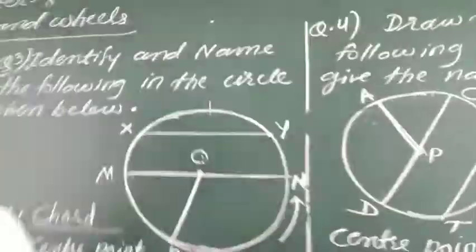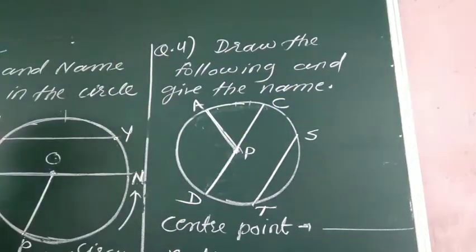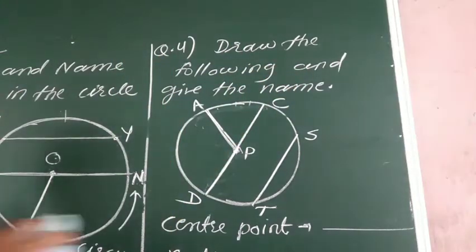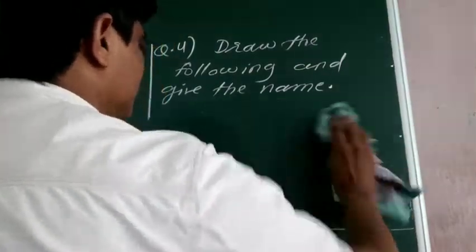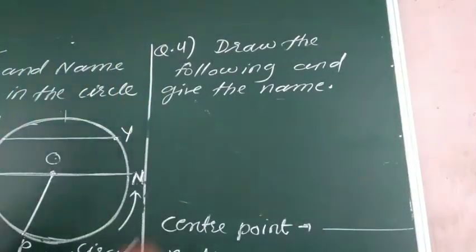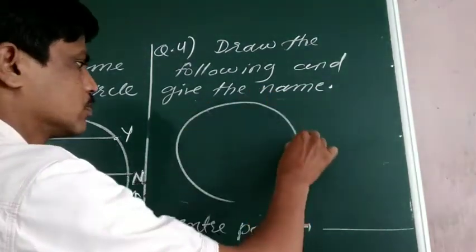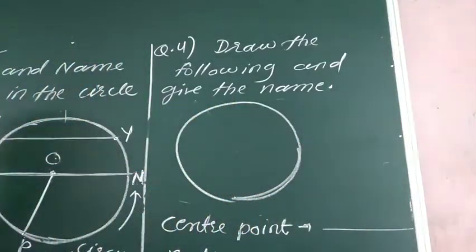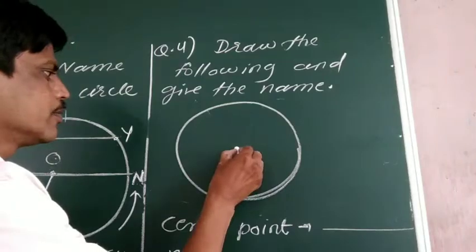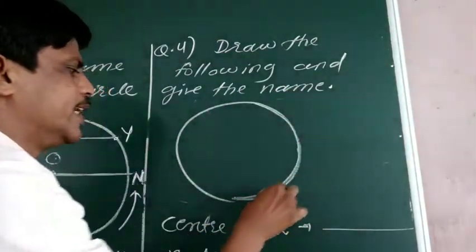Now come to question number 4. See, question 4 क्या बेटा? Draw the following and give the name. अभी यहाँ पर देख सकते हैं, it is a circle like this. Now it is a circle and nothing is given here. कुछ भी नहीं दिया बेटा यहाँ पर.